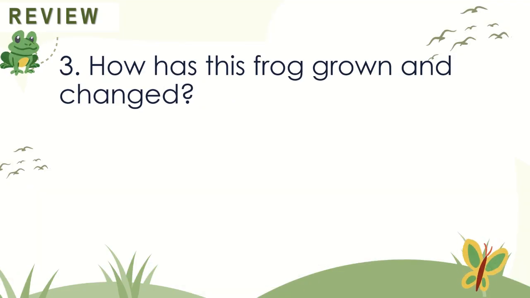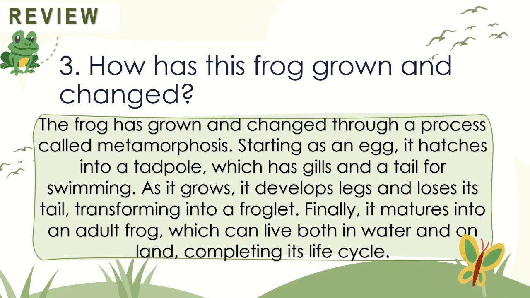How has this frog grown and changed? Very good. The frog has grown and changed through a process called metamorphosis. Starting as an egg, it hatches into a tadpole, which has gills and a tail for swimming. As it grows, it develops legs and loses its tail, transforming into a froglet. Finally, it matures into an adult frog, which can live both in water and on land, completing its life cycle.